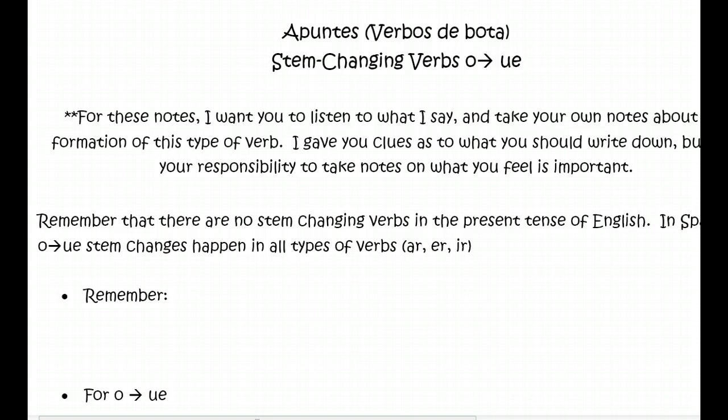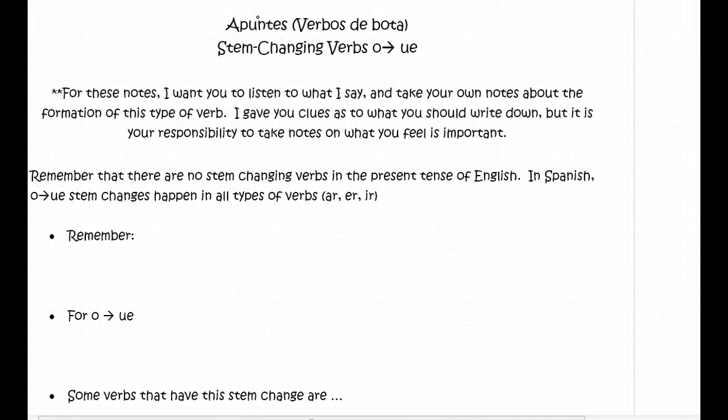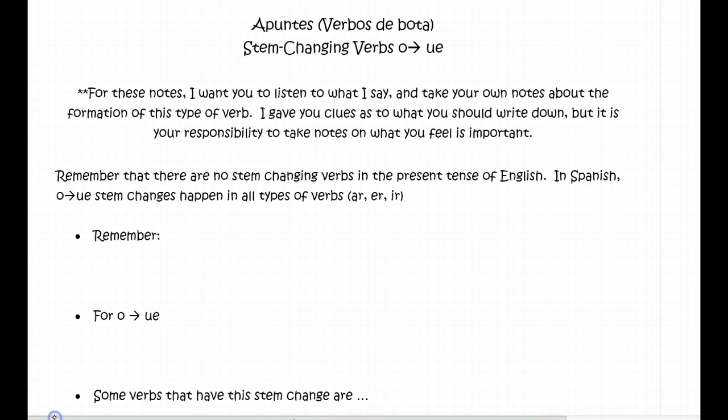For these notes, I just want you to make sure that you're following along. You're going to do something a little bit different and take your own notes. So I want you to write down the things that you think are important. It's your responsibility to make sure that you have everything that you think you need to know written down.